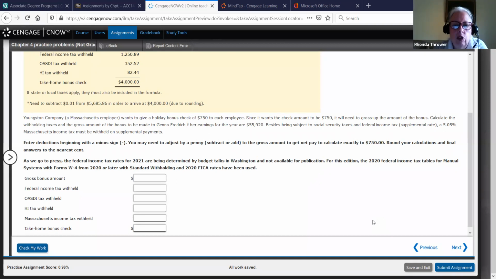Now in Cengage, they actually wanted you to record the amount of the grossed up amount. And so I got 1148.55, but technically they used 1148.54. So I'm going to go back to Cengage and show you what would happen there.